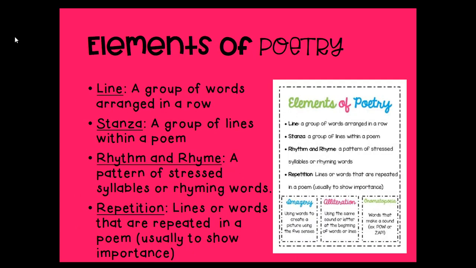Here are some of the different elements of poetry. A line is a group of words arranged in a row. Stanzas are groups of lines within a poem. Poems often have rhythm and rhyme, a pattern of stressed syllables or rhyming words. Repetition is lines or words that are repeated in a poem, usually to show they are important.